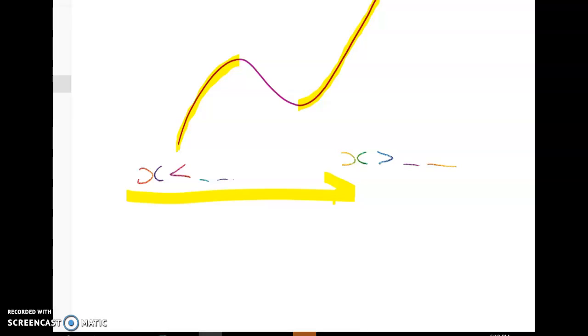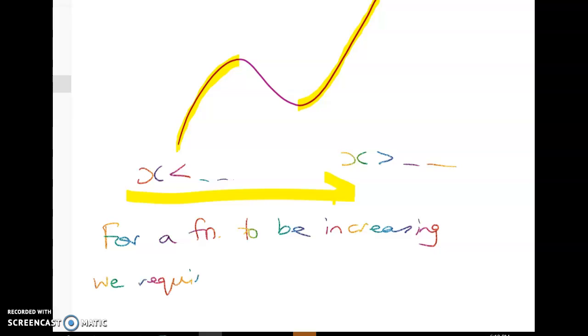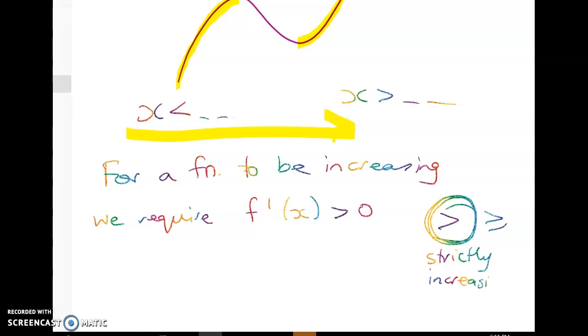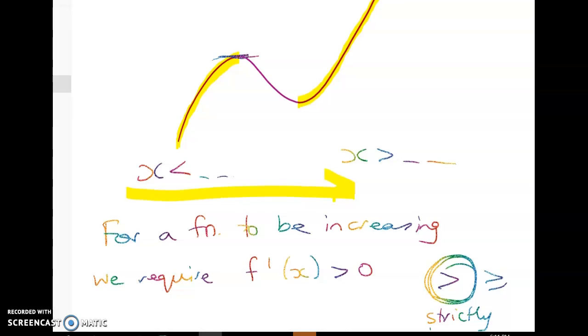So we're going to say what it means for a function to be increasing. So let's write that down. For a function f(x) to be increasing, we require the gradient, f dash of x, to be greater than 0. Now you can get into good discussions about whether you mean greater than 0 or greater than or equal to 0. The marking schedules put it like this, and that's fine. When you're doing more maths, you'll call that strictly increasing. In other words, it's not going to include the value here and here. But that's a pretty minor thing in the scheme of this question.